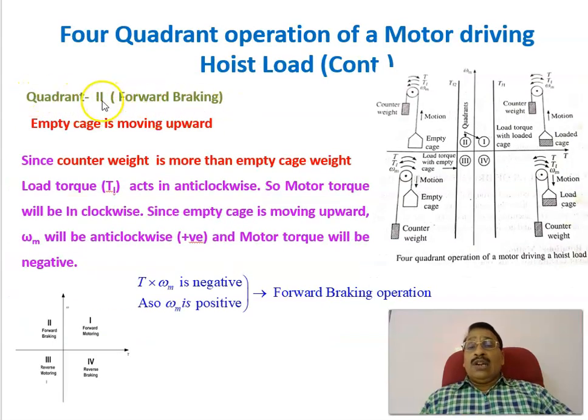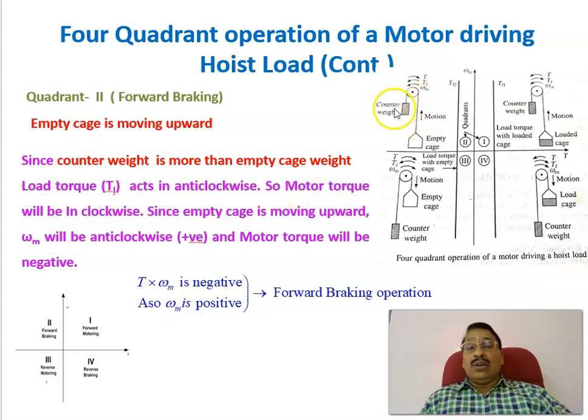The second quadrant of operation takes place when an empty cage is moving upward. The motor is working in the second quadrant, that is, forward braking mode. Let us see that. We have seen that the counterweight is more than the unloaded cage. Since it is more than the unloaded cage, the net load torque will be in the anti-clockwise direction.